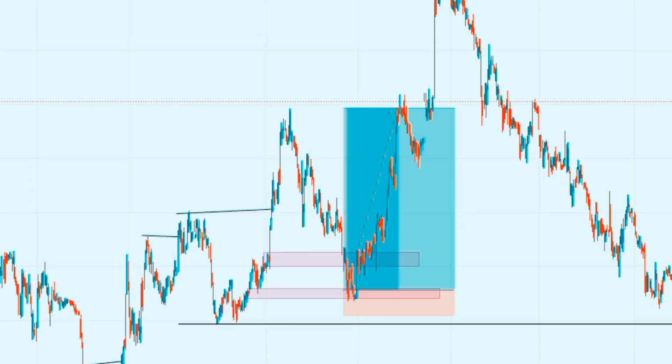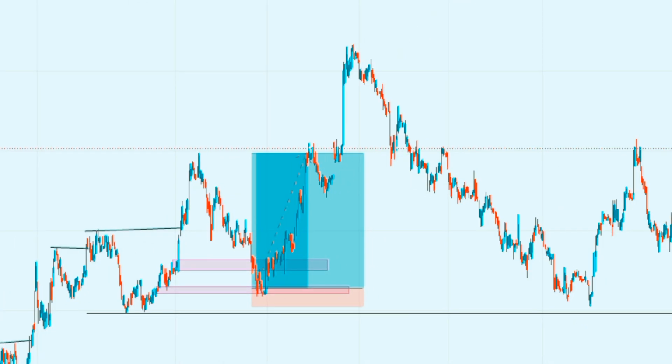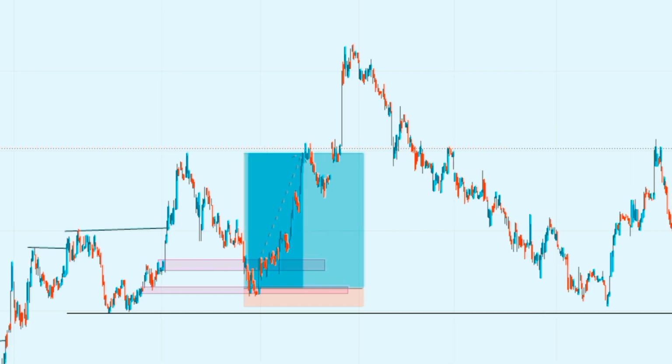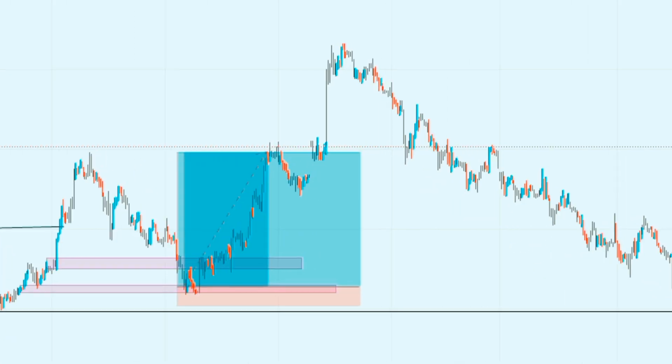So this strategy is really working, and if you add it with very good risk management, you can really benefit from this strategy, guys.